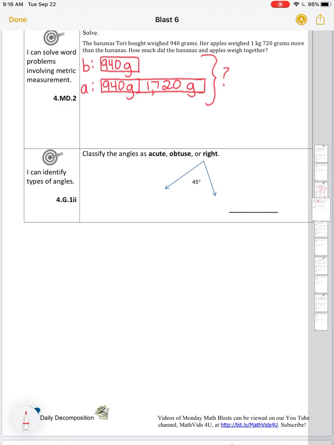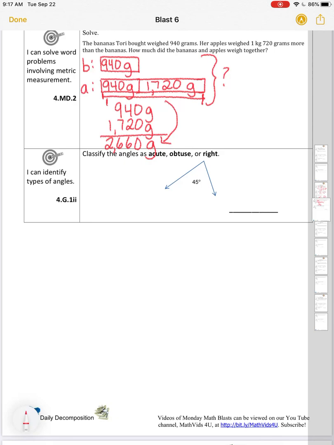So I'm going to go ahead and add the 940 grams and the 1,720 grams to figure out the apples. I have 0 ones, 6 tens, 16 hundreds. We'll leave 6, let 10 of those hundreds bundle and make 1,000. And 1 in 1,000 is 2,000. So 2,660 grams is the weight of the apples here.